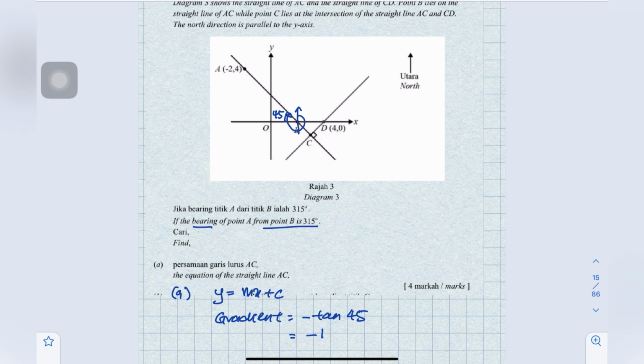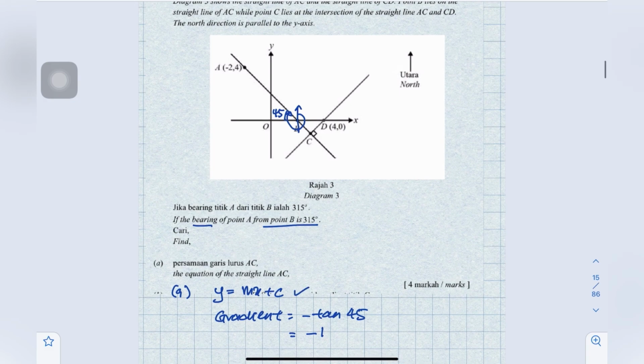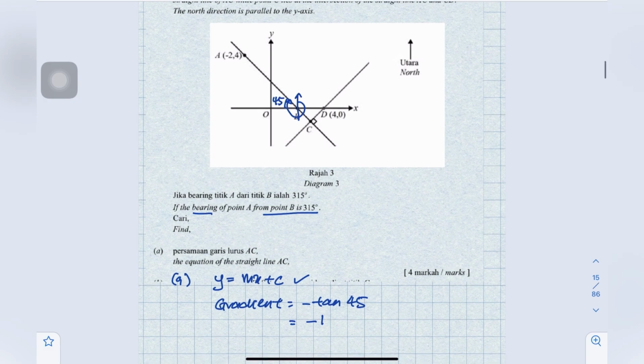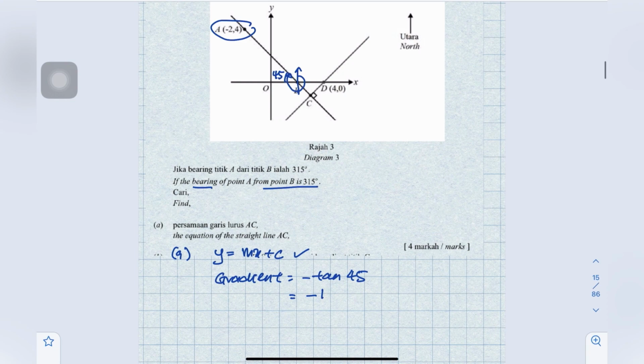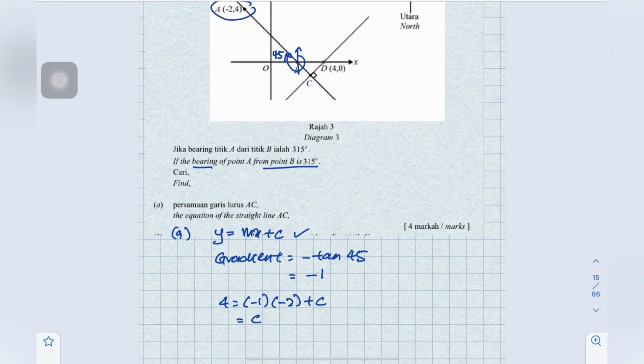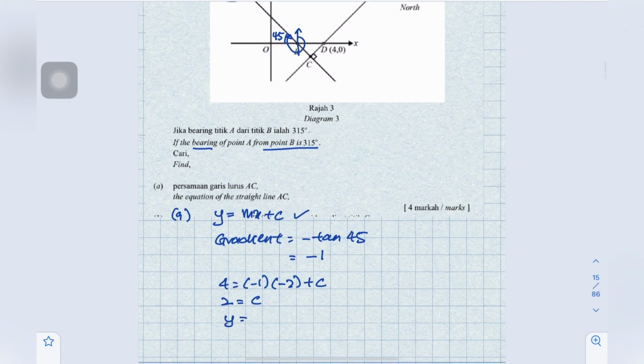Okay, so then we substitute into this equation. Then we also have point A (negative 2, 4), substitute into y equals mx plus c. y is 4, m is negative 1, x is negative 2, plus c. So then c equals 2. So then the equation of the straight line is y equals negative x plus 2.